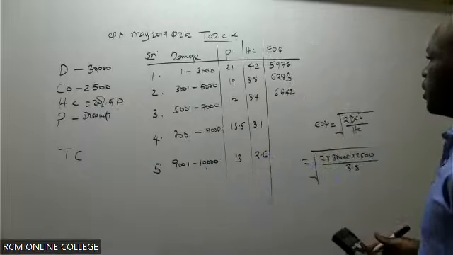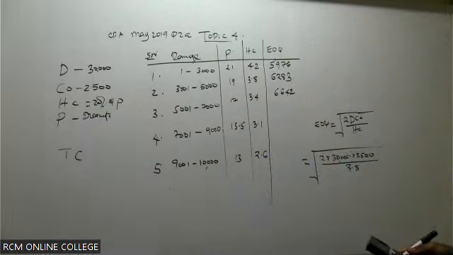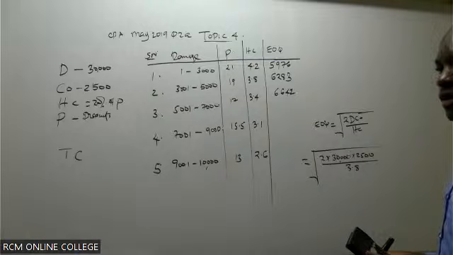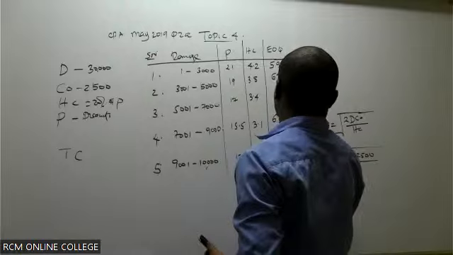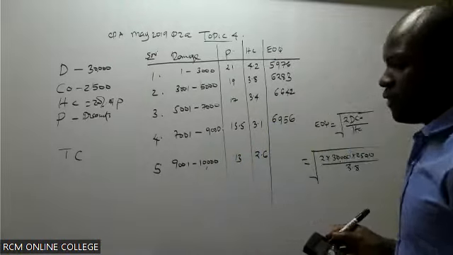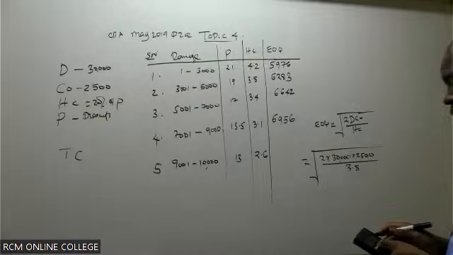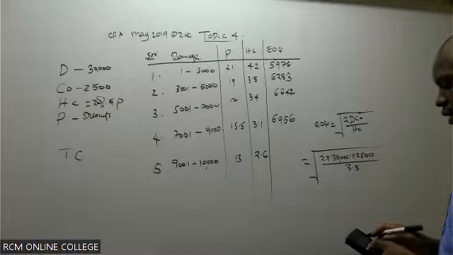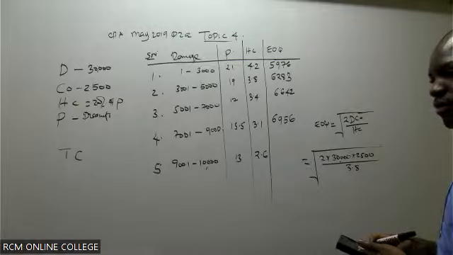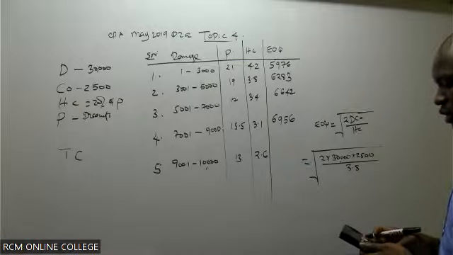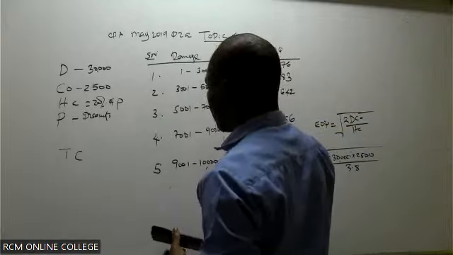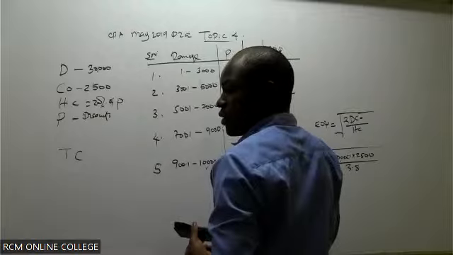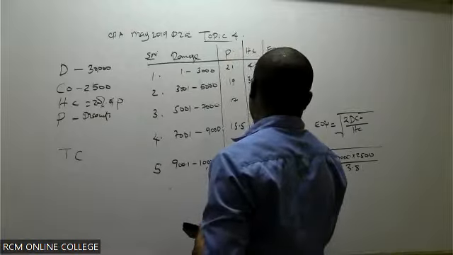Then the fourth one, tunapata ngapi? 3.1. The fourth one, tunapata ngapi? 6956. Is it? Then the fifth one, or the last one, tunapata ngapi? 75.95 ama 96. Umeround off sana. 75.96.